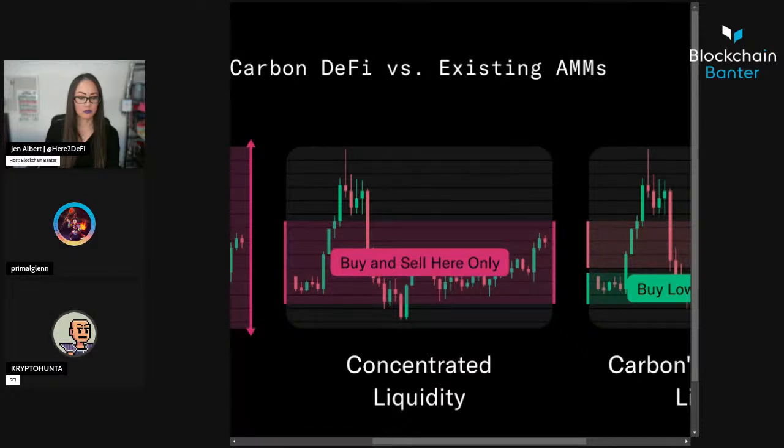Okay, that sounds nice. In essence, is that the concept of impermanent loss? Crypto Hunter, you're cutting out a little bit, but I think you were asking if that's a result of impermanent loss or impermanent loss itself. Yeah, can you repeat your question? Yeah, exactly. Is that the concept of impermanent loss?